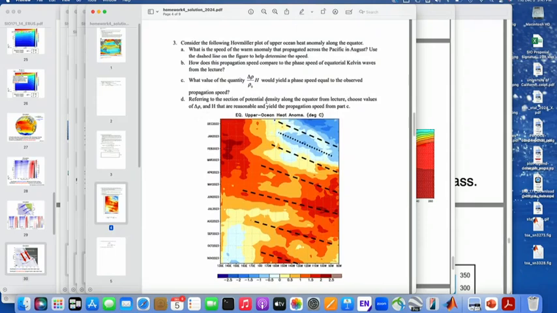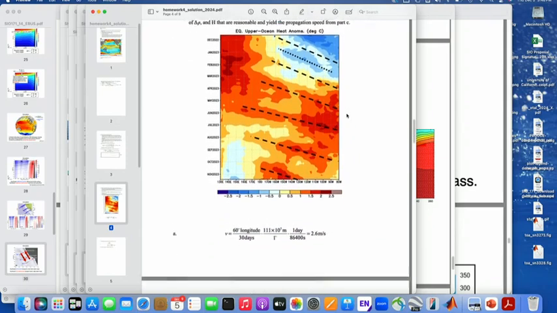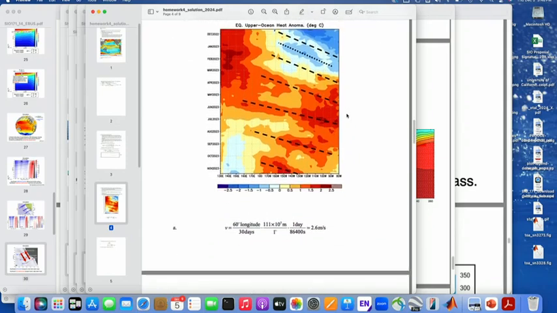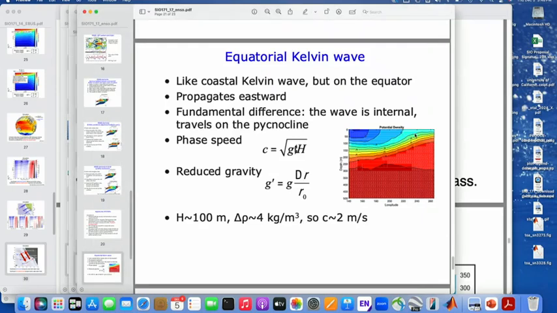Then refer back to the section of potential density along the equator from lecture. Choose values of delta rho and H that are reasonable and yield the propagation speed from part C. So choose a delta rho and an H that get you that 0.69 by eyeballing that one.